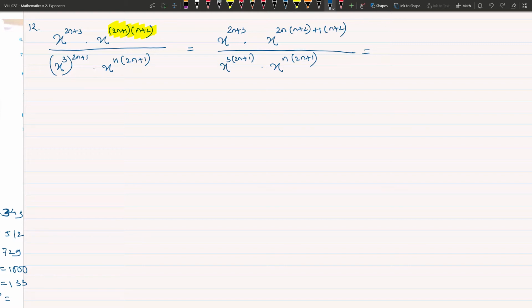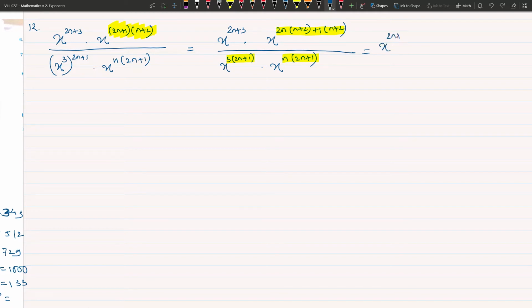ठीक है, मैंने क्या किया है यहाँ पे, इन powers को multiply करके ऐसे लिखा, 3 और 2n plus 1 को multiply करके ऐसे लिखा, और ये तो already multiplication में था ही. ठीक है, अब मैं सिर्फ simplify करूंगा इसको, देखो कैसे.